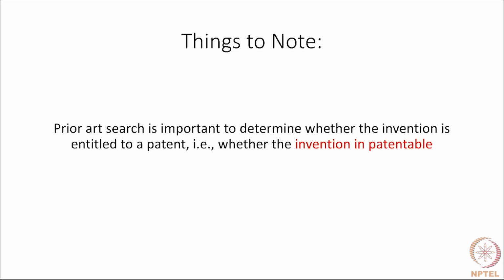Now, the thing to note is that prior art search is important to determine whether the invention is entitled to a patent. So to know whether the invention is patentable, you need to do a prior art search. And the prior art search will tell you whether your invention is new, that is, it satisfies the requirement of novelty, which is a requirement for granting a patent. It will also tell you whether your invention involves an inventive step. That's the second requirement. It is also called the non-obviousness requirement.